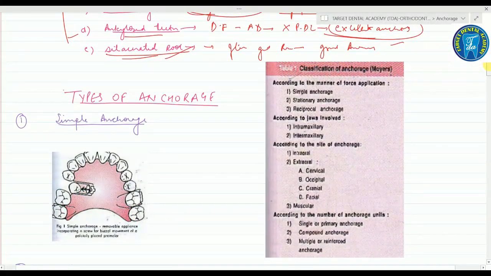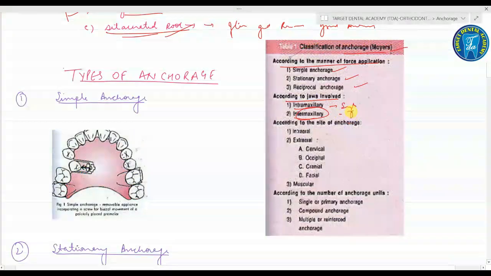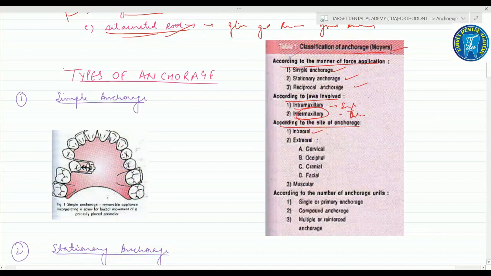So before discussing the types of the anchorage, let's discuss the classification first, which was given by Moyers. According to the manner of force application, we have the simple anchorage, the stationary, and the reciprocal anchorage. According to the jaw involved, we have the intramaxillary, which means single jaw, and intermaxillary, both the jaws involved. According to the site of anchorage, the intraoral, extraoral, these are the headgears, the cervical, occipital, cranial, and the facial musculature or the facial bone.